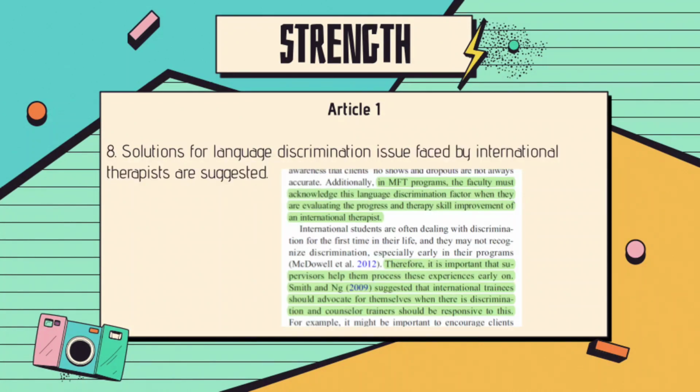Last but not least, the last strength found in Article 1 is that it also suggested solutions for language discrimination issues faced by international therapists. So there are a few possible solutions. Most of them suggest that international therapists need to constantly feel encouraged and supported by people surrounding them in English speaking skills, in order for them to feel safe and comfortable enough to give their best potential as a therapist.